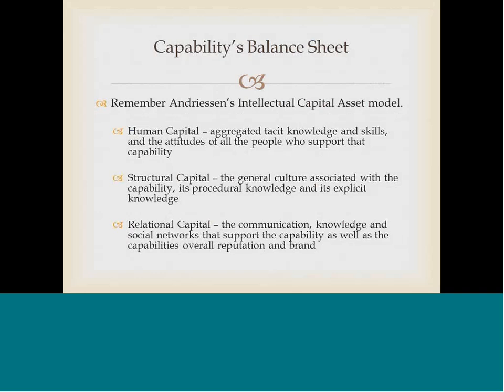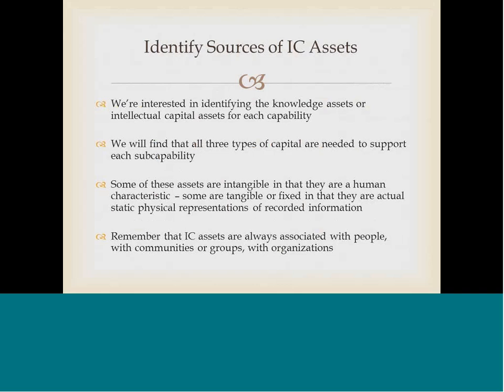So let's remember Andreessen's intellectual capital asset model, which focuses on human capital, structural capital, and relational capital. By human capital, we mean aggregated tacit knowledge and skills, the attitudes of all the people who support that capability. By structural capital, we mean the general culture that surrounds that capability, its procedural knowledge and its explicit knowledge. By relational capital, we mean the communication, knowledge, and social networks that support the capability as well as the capability's overall reputation and brand.